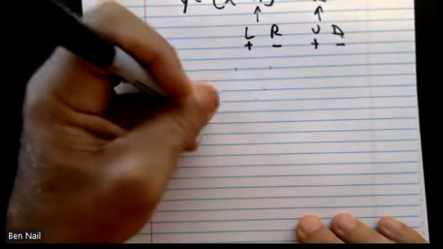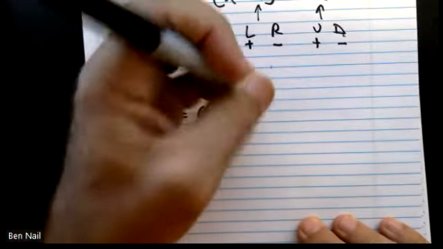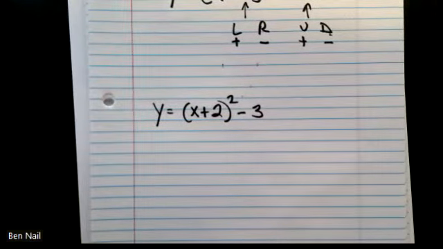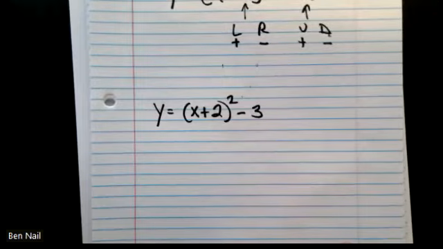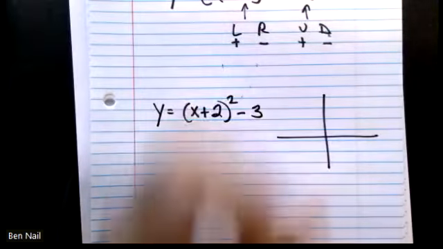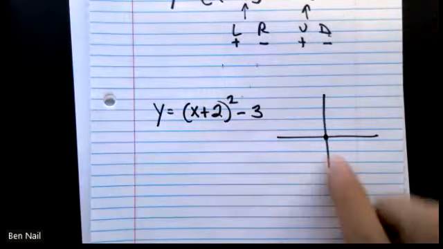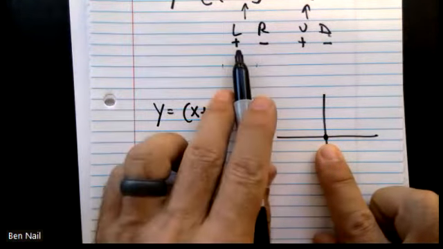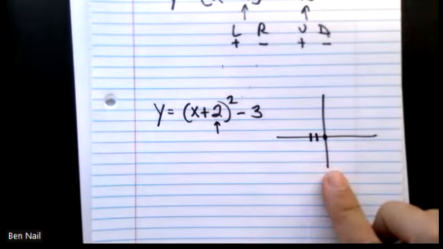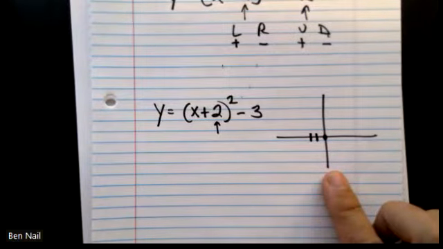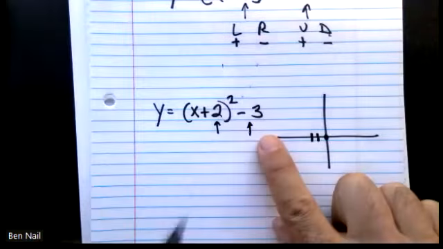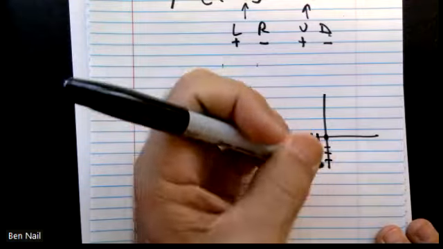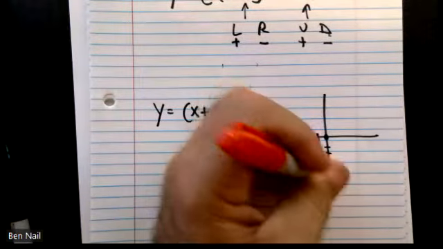So if they want us to graph y equals x plus 2 quantity squared minus 3, okay, we're going to talk about the shifts. Normally we start here at the origin at 0, 0. This plus 2 is actually going to shift us to the left 2 units. This minus 3 on the outside is going to shift us down 3 units. So now there is my vertex.